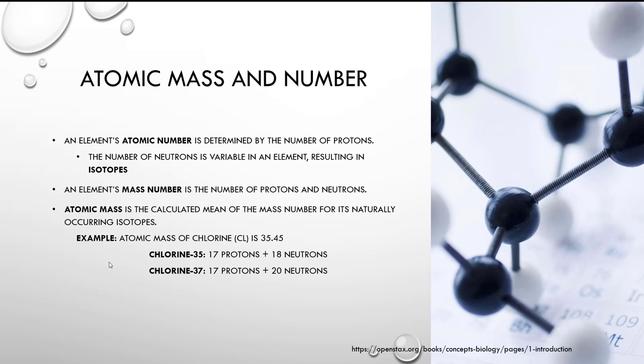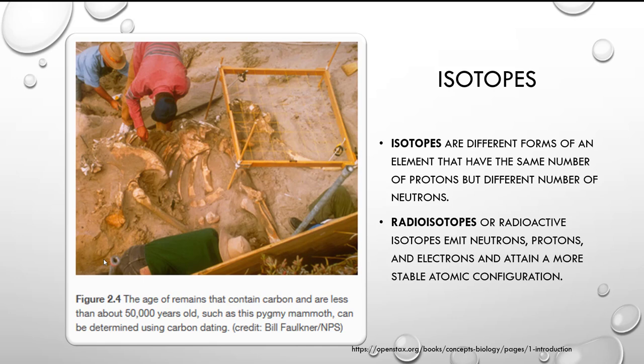So that's why it's a little bit different on the periodic table. All right, so again, here's our definition of isotope one more time. Isotopes are different forms of an element that have the same number of protons but different numbers of neutrons.